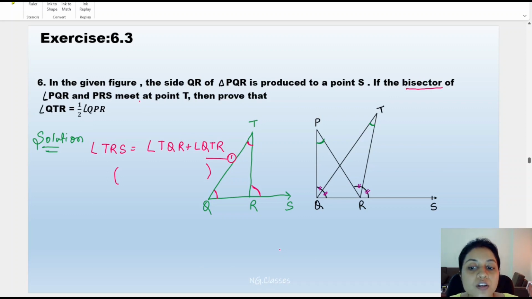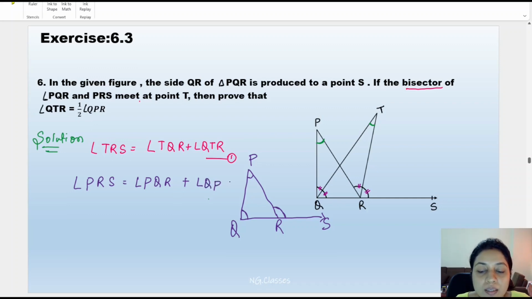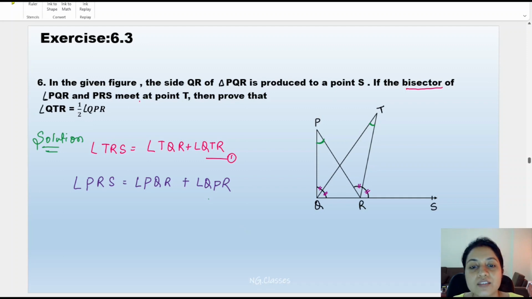Now let's focus on triangle PQR. Let me draw it separately. Can you see triangle PQR? Yes. So here also exterior angle, that means angle R, will be equals to the sum of two interior angle, that means angle Q and angle P. Let's write it. So angle PRS will be equals to angle PQR plus angle QPR. Let's say this is equation 2.